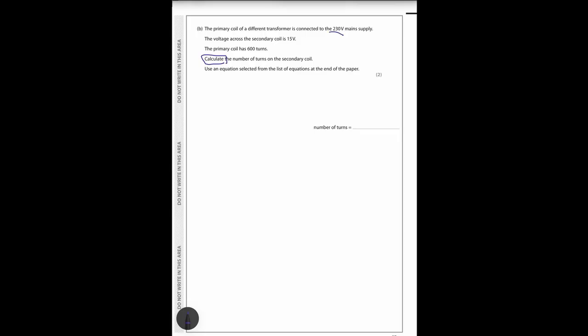Primary coil, so I've got the voltage here, and they're both in the proper units. And this says 600 turns. So what is the formula that's to do with turns and voltage? I know that the formula is Vp over Vs equals Np over Ns. So now I'm just going to put the numbers in that I've got. Well, what am I looking for? I'm looking for the number of turns on the secondary coil. So that's this one down here. So number of turns on the secondary coil, I'll put that in first. Now I should have everything else.